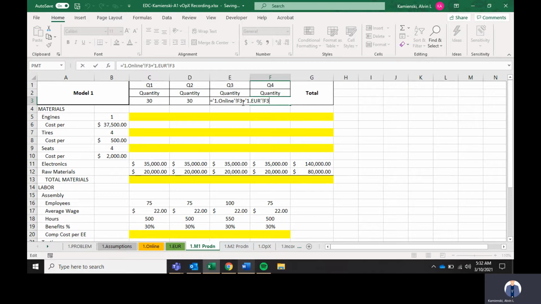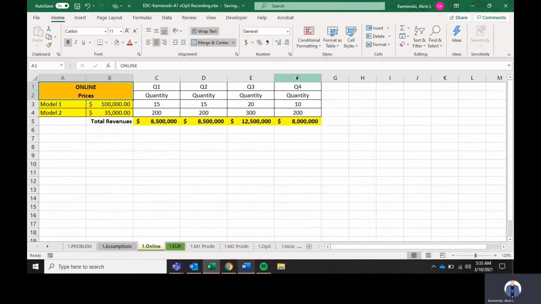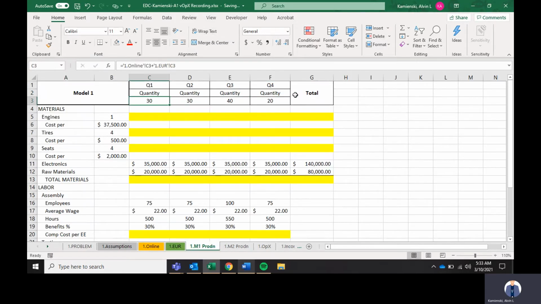It says take online F3 plus Europe F3. So let's see what's in online F3. Aha, that's my quarter four quantity. And then in Europe, F3 is also my quarter four quantity. So I was able to quickly copy and paste to give myself references back to the fact that Model 1 has 30, 30, 40, and 20 units expected to be sold by quarter next year.